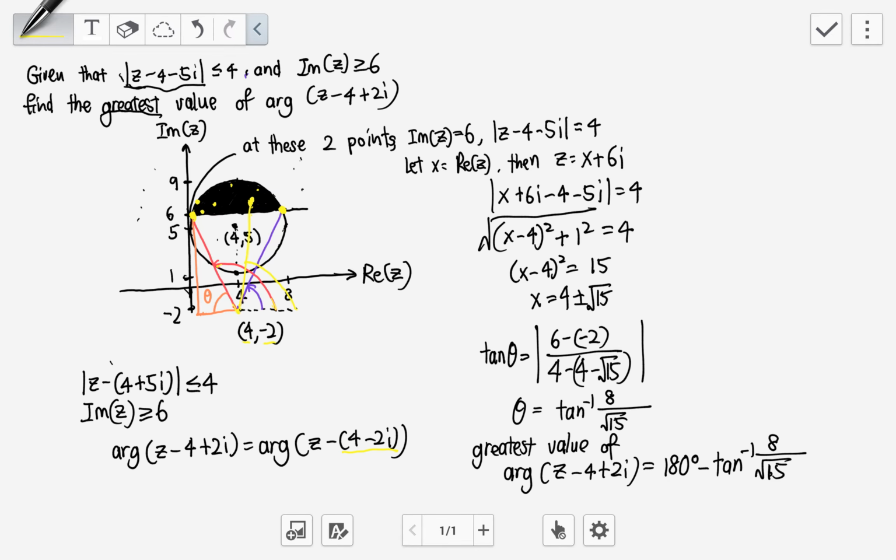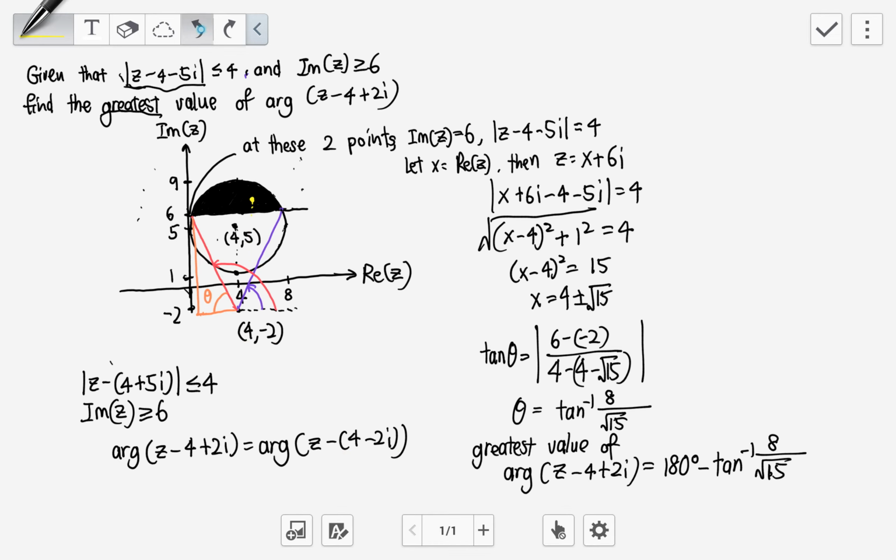So the question asks us what's the greatest value. We have to find the value of the red color angle, right? So then the rest is just geometry. We have to find what the red color angle is, so we focus our effort on finding it.